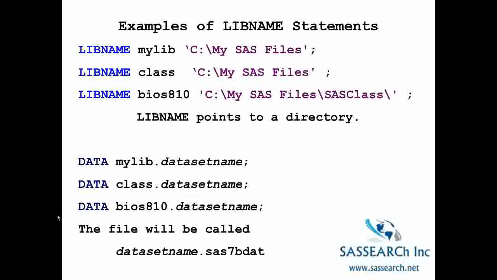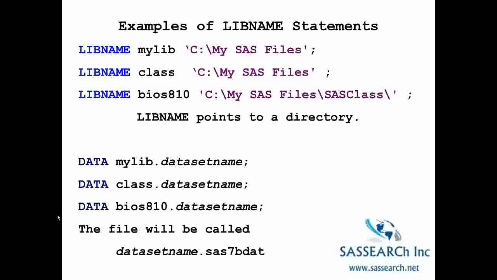So these are 3 examples of LIBNAME statements. If we are interested in creating a permanent SAS dataset, we do it by writing our data statement, just as we would if we were creating a temporary SAS dataset. But instead of using just a 1-level name, we are going to have a 2-level name where the first part of the name is the actual reference name. So in our first example, we have data mylib.dataset name. What that's telling SAS is that we are creating a dataset, calling it dataset name, and storing it in the directory that's referenced by mylib.